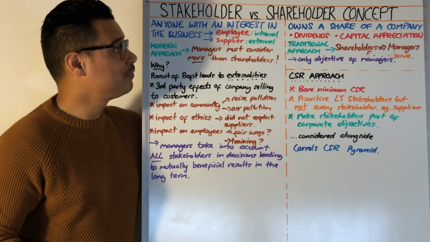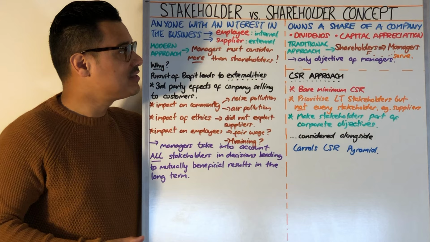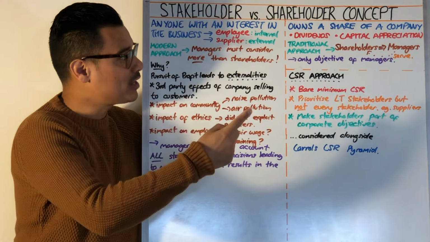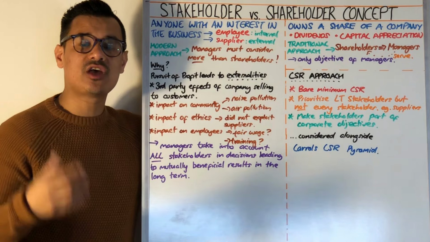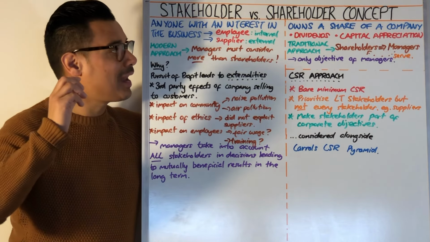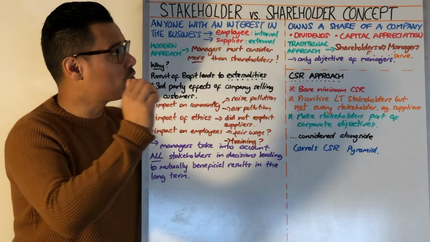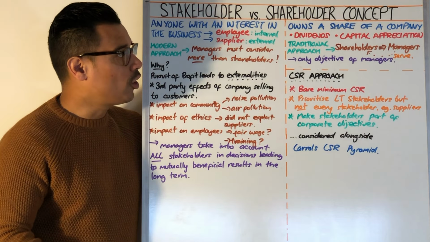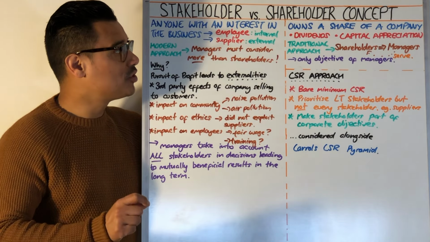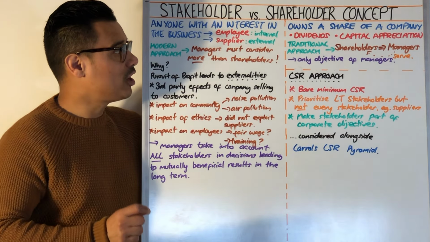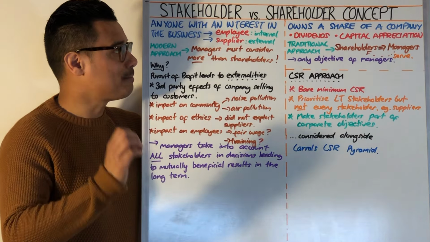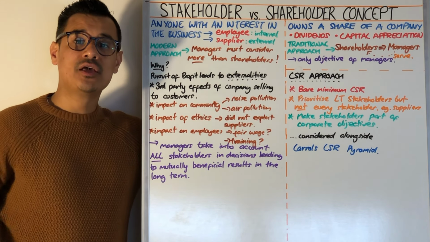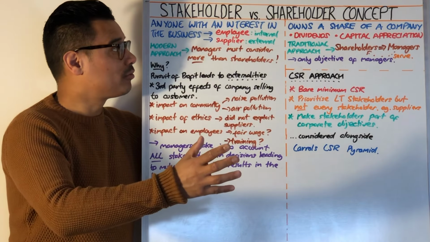Now, the traditional approach of the 70s and the 80s especially was that shareholders would appoint managers, and those managers would serve the shareholders in order to allow those shareholders to get dividends or get capital appreciation. And essentially the only objective of managers was to do that, to allow their shareholders to maximise their dividends and maximise their share appreciation, their capital appreciation. So that is the shareholder approach.